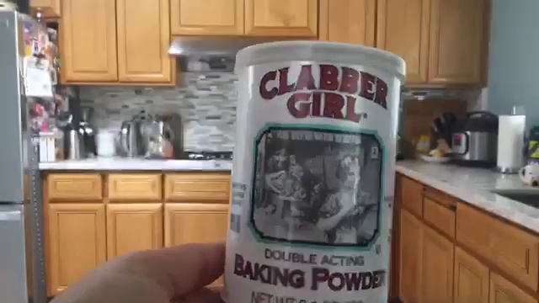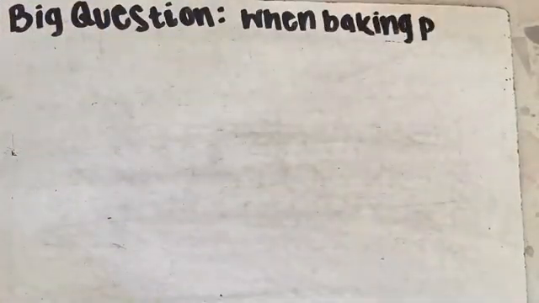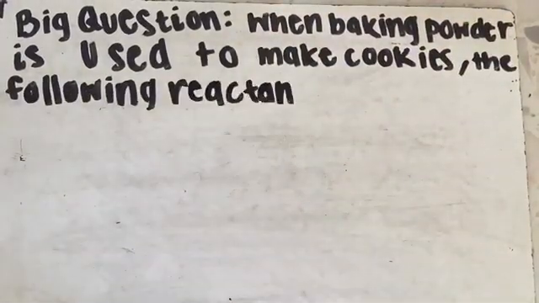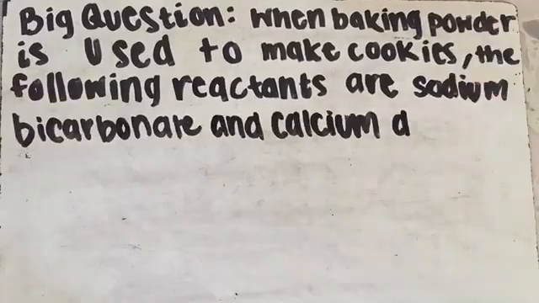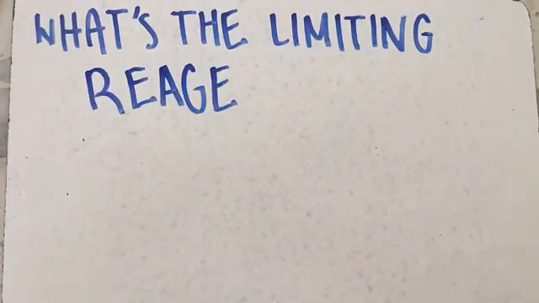That reaction is created with baking powder. So this is a big question we can use stoichiometry to solve, to ask ourselves while we're baking cookies. We can determine the percent yield using the information. To start, we determine the limiting and excess reagent.